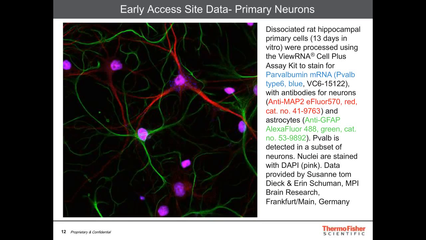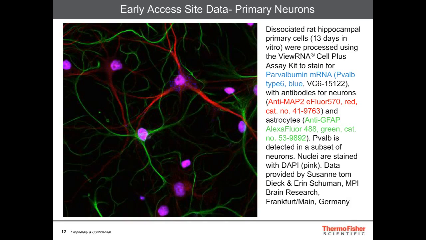The next set of data I'm going to show you is from Suzanne Tomdik, and this is from her work looking at dissociated rat hippocampal neurons and glia. In this case, she was really interested in looking at neurons that are dividing and differentiating along an interneuron path versus a different type of neuron.